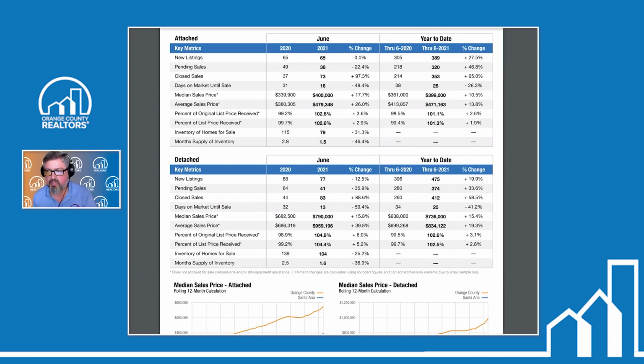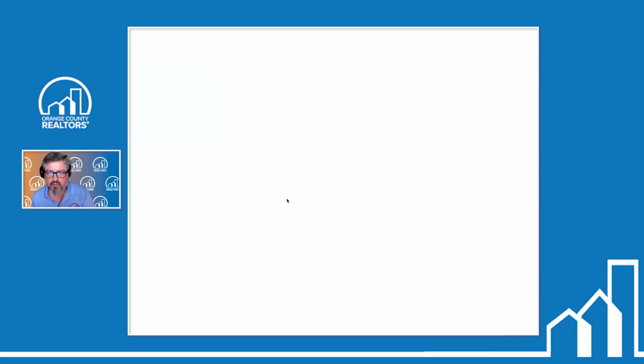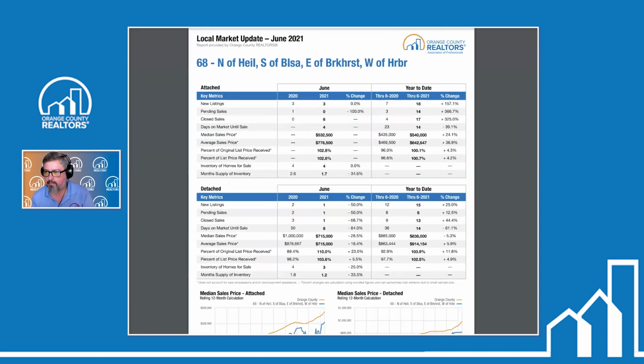Now, you'll also notice here under the report section that not only can I look at the city data, but I can also look at the individual areas within that city. So as an example, if I choose north of Heel, south of Balboa or Bolsa and Brookhurst, we can now see how the city or the area within that city stacks up.